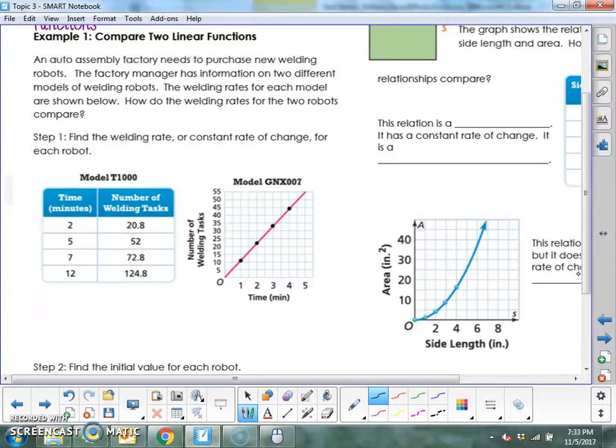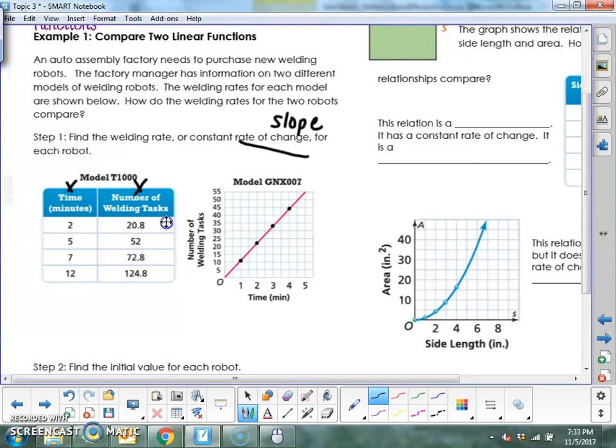So we need to start by finding the welding rate, or the constant rate of change, for each robot. If you remember, the constant rate of change is the same as your slope. So we need to find the slope for both models. Starting with the model T1000, we have the time, which is represented by our X or our input, and then the number of welding tests is our Y value, because the number of welding tests depends on how much time there is.